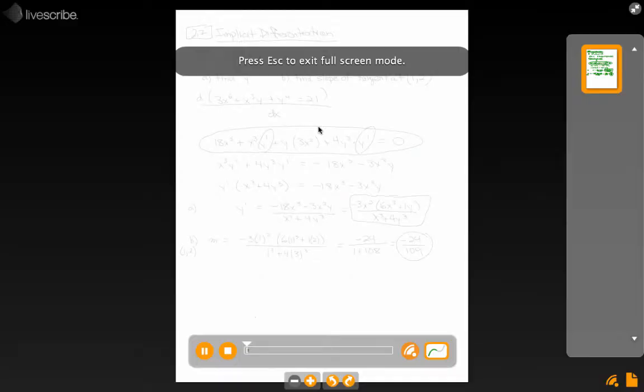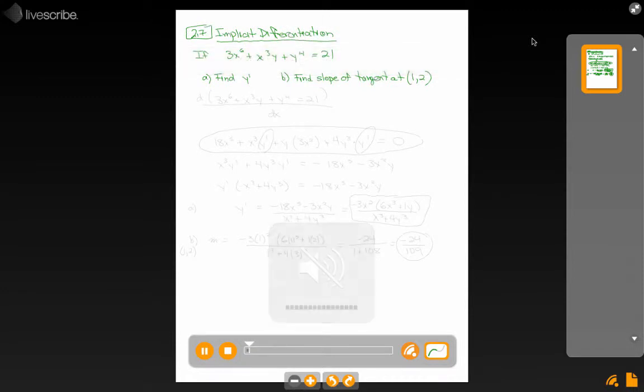This example comes out of Implicit Differentiation, section 2.7. The task is like the previous chapter's, which is find the derivative and then find the slope of a tangent at a certain point. But the method of finding that derivative is a little bit different.